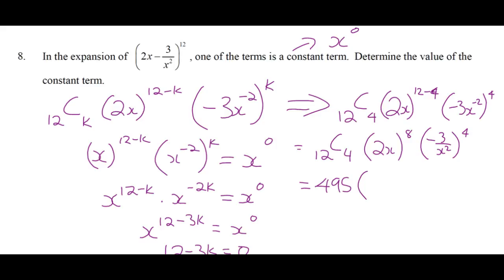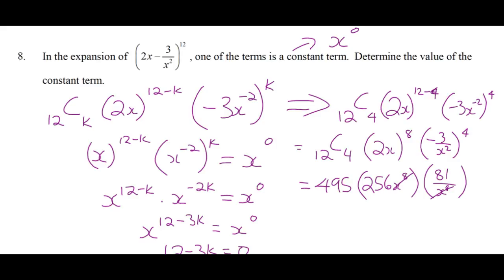495. Okay, 2 to the 8th I can do. That's 256, right? So 256x to the 8th. And negative 3 to the power of 4 is 81. Positive, right? It's a negative raised to an even power. Over x to the 8th. What do the x to the 8th do? They cancel, giving you x to the power of 0.